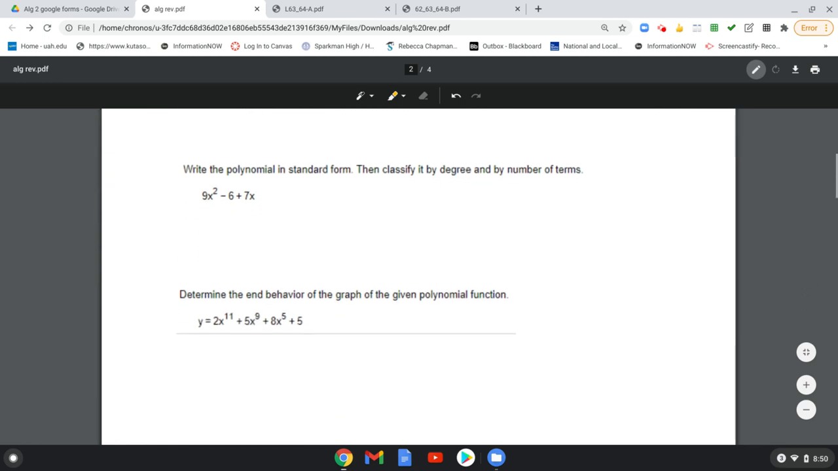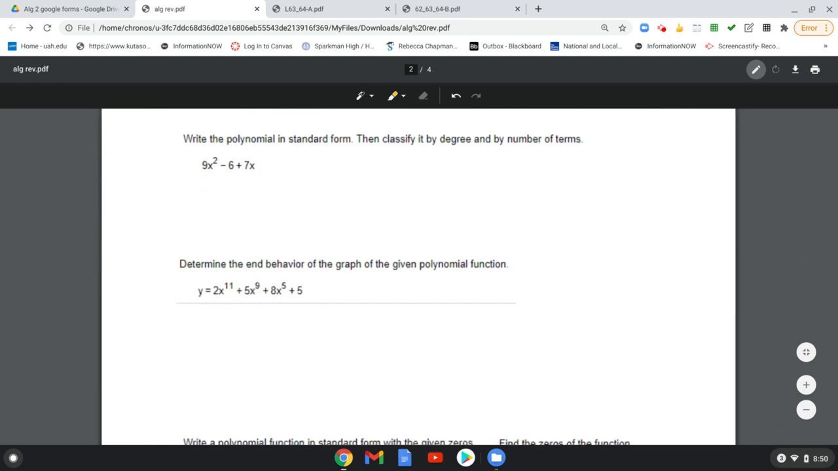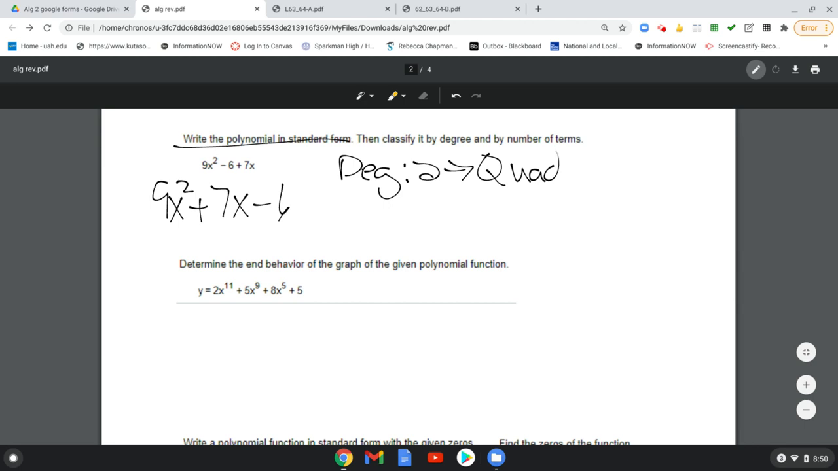Now, in the next question, it says write the polynomial in standard form, then classify it by its degree and its number of terms. So first thing, we have to write it in order, 9x squared plus 7x minus 6. So that took care of that. Classification, degree-wise. Since your degree is 2, that is called a quadratic. And the number of terms, we have 3 terms, which means it is a trinomial.